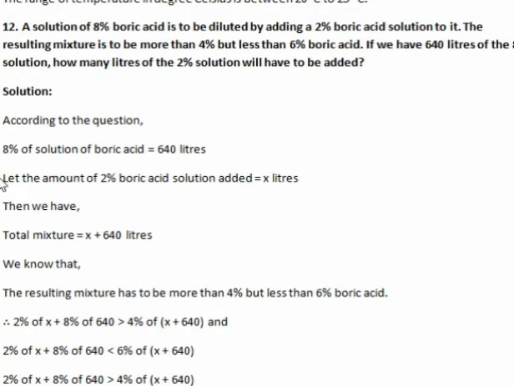The next question is, a solution of 8% boric acid is to be diluted by adding a 2% boric acid solution to it. The resulting mixture is to be more than 4% but less than 6% boric acid. If we have 640 liter of the 8% solution, how many liters of 2% solution will have to be added? The question is very clear. According to the question, the 8% solution of boric acid is 640 liter. Let the amount of 2% boric acid added be x. Then the total mixture is x plus 640 liter.